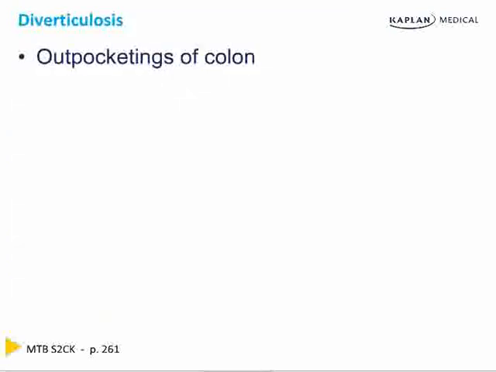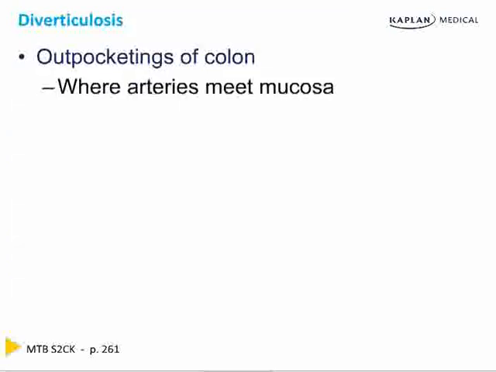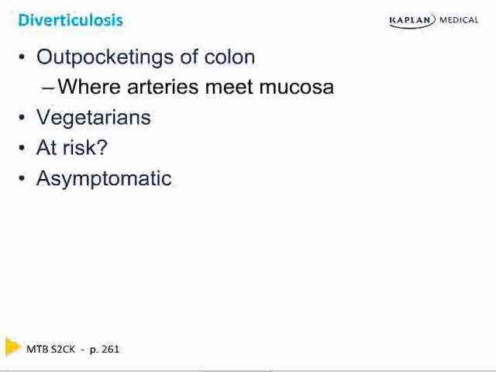Diverticulosis is an outpocketing of the colon that's very common in 65 to 70-year-old people. It's where the artery meets the mucosa. Those are weak points. The colon then begins to outpocket in those little areas. Vegetarians rarely develop diverticulosis. Patients who are at risk are those who eat a meat and potato diet. Remember, it's really an asymptomatic disease until you have a bleed, or you develop infection, such as diverticulitis, which presents with abdominal pain, sometimes even bleeding, and if it's very complicated, abscess formation.